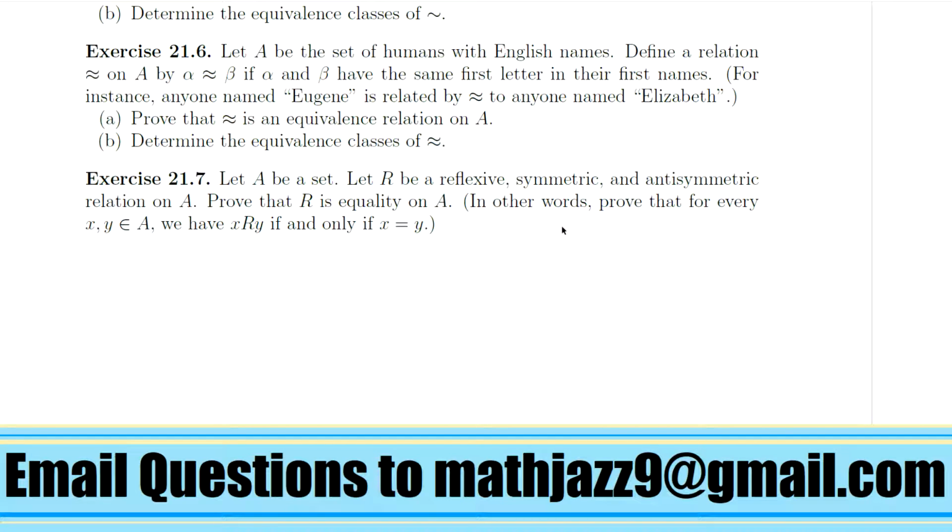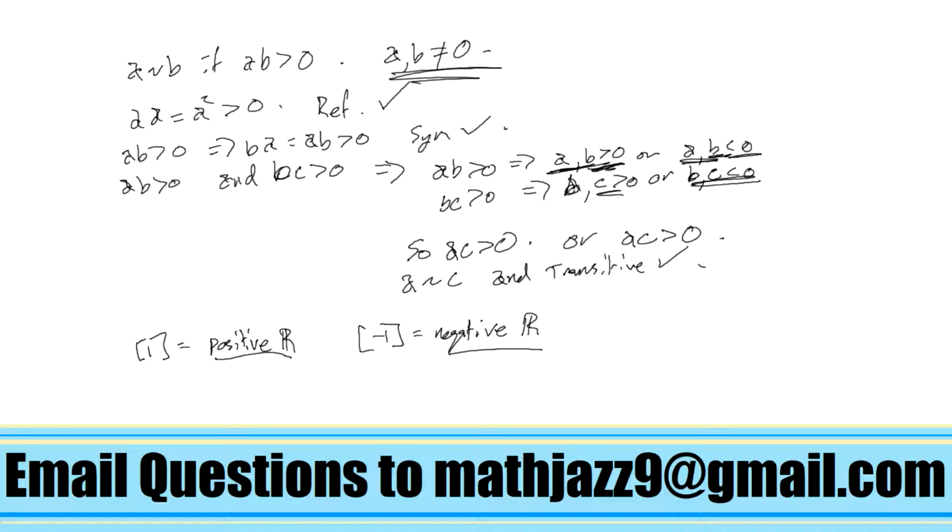Let A be the set of humans with English names. Define a relation double tilde on A by alpha is related to beta if A and B have the same first letter in their first names. Prove that this is an equivalence relation, and then determine the equivalence classes. Okay, so this isn't too bad either. Let's pull up paint.net.